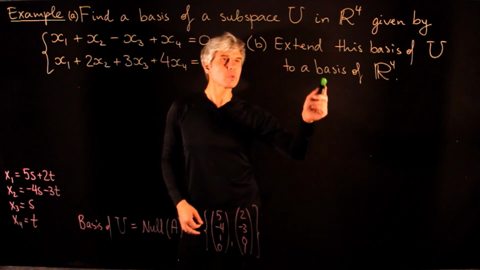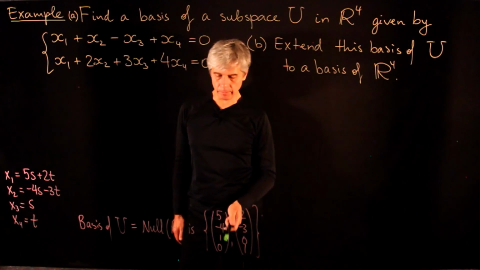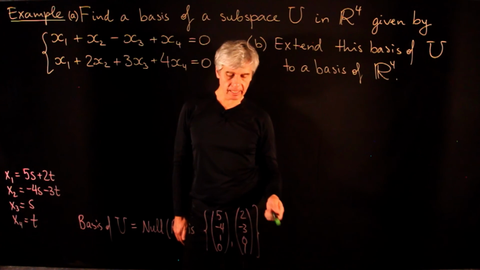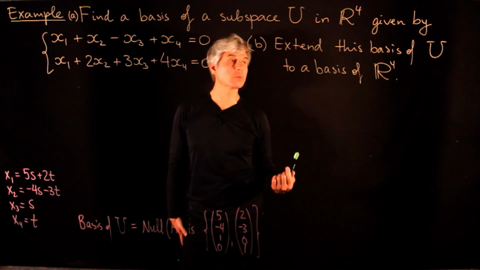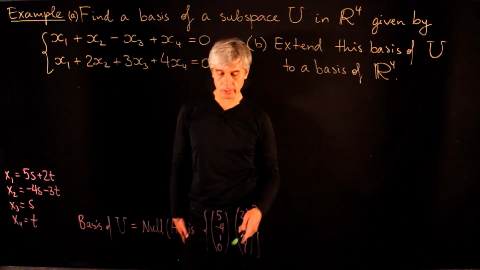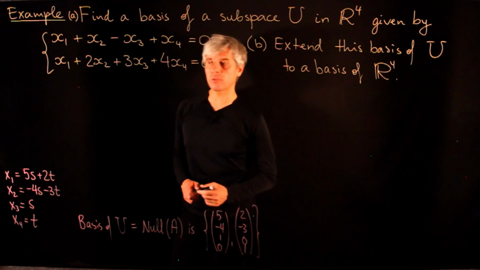So now we come to the second part of this problem, which is more challenging. Now we need to take these two vectors and extend it to the basis of R4. And we know that the basis of R4 will contain 4 vectors. So we need to add 2 more vectors to obtain a basis of R4.